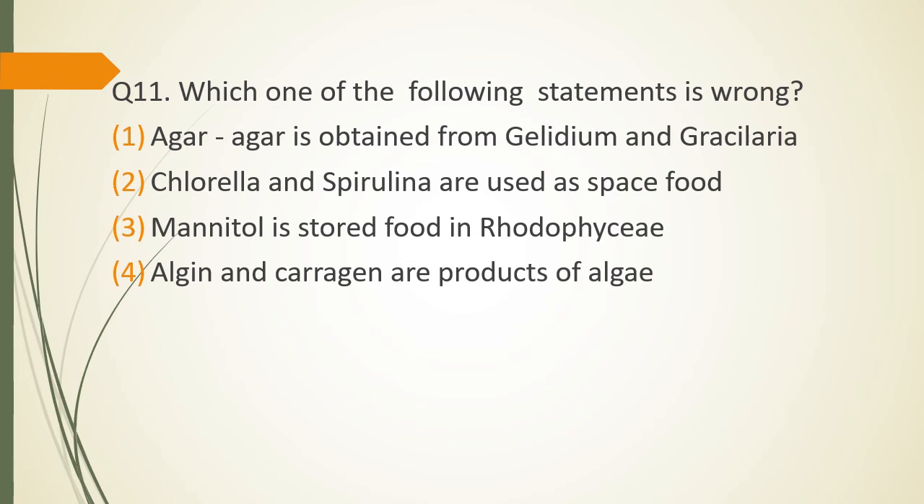Question number 11. Which one of the following statement is wrong? Agar-agar is obtained from Gelidium and Gracilaria. Chlorella and Spirulina is used as space food. Mannitol is the stored food in Rhodophyceae. Algin, carrageen are algal products. You have to find the statement which is incorrect. The answer is option 3 is incorrect.